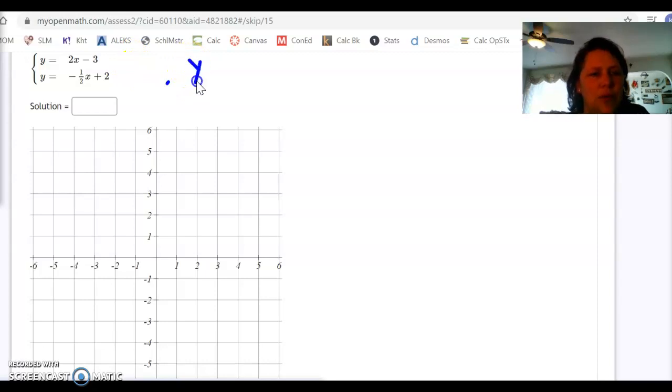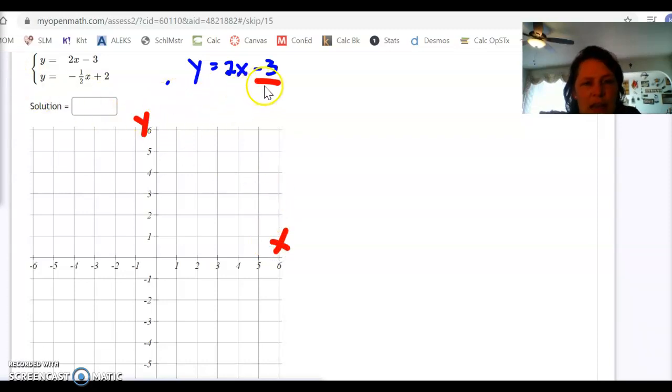Okay, so we have y equals 2x minus 3. And remember that this minus 3 right here is what we consider our starting point. So we are going to start on the y-axis, which this here is the y-axis, this over here is the x-axis. We are going to start at negative 3 on the y-axis.